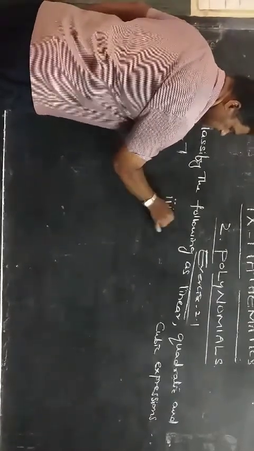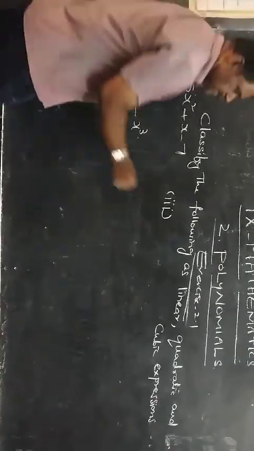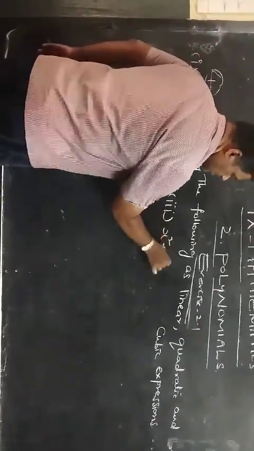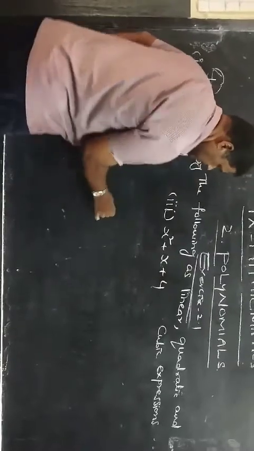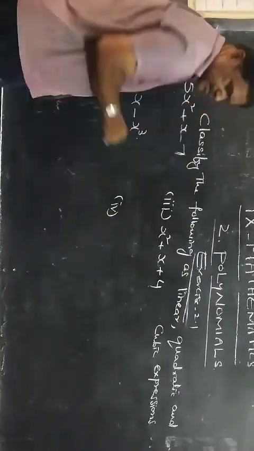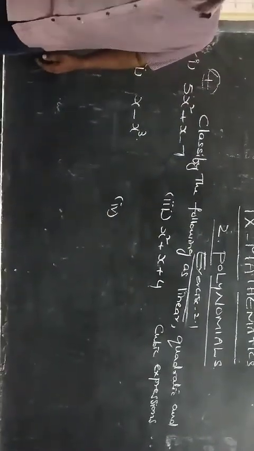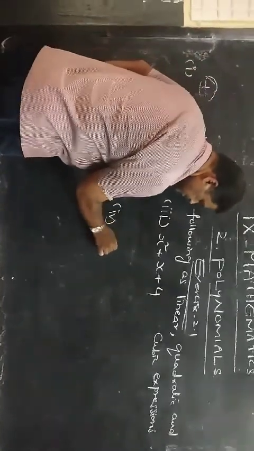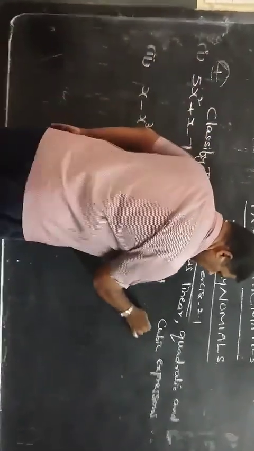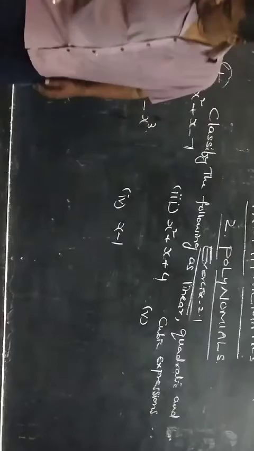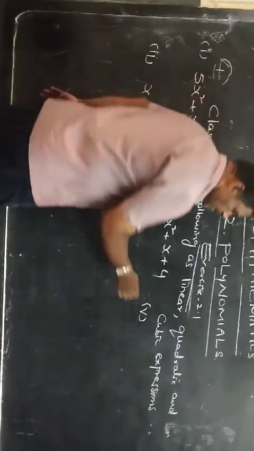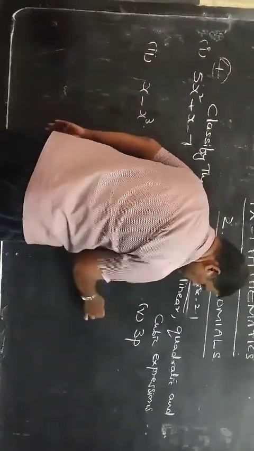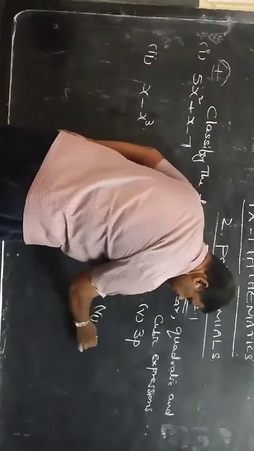Now third one, x square plus x plus 4. Fourth one, x minus 1. Fifth one, 3p. Sixth one, 5r square.